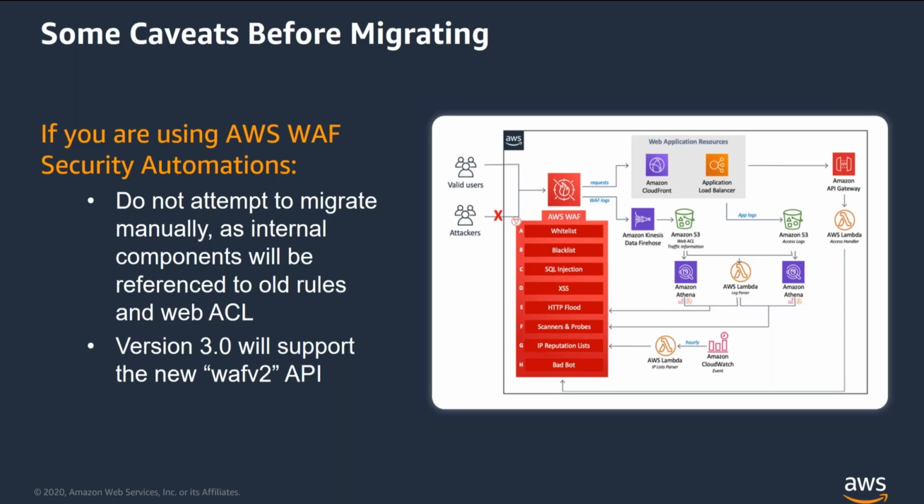If you're using AWS WAF Security Automation, do not attempt to migrate manually, as internal components will be referenced to the old rules and web ACL. We will actually have version 3.0 that will be compatible with WAFv2. Thus, simply wait for the new version to be available and just deploy the solution.